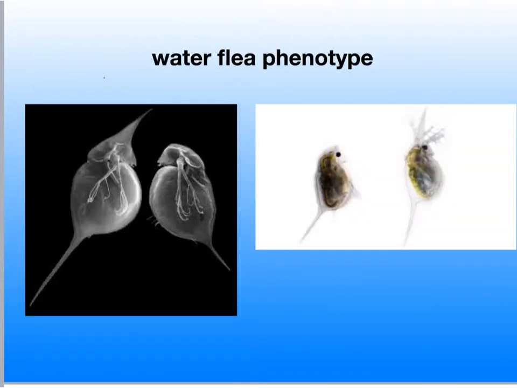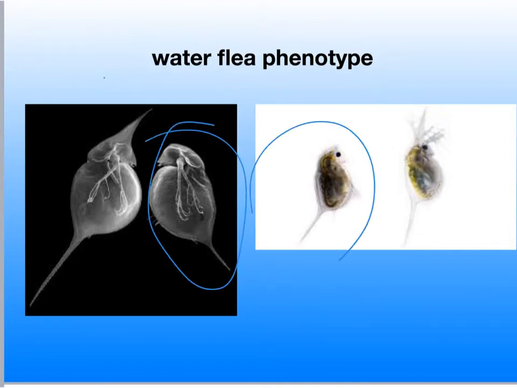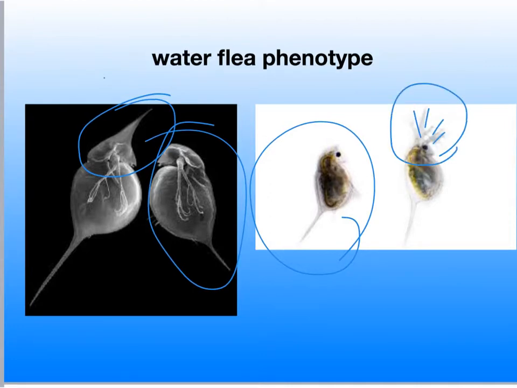So let's take Daphnia, for example. This is an environmental effect on a phenotype. Water fleas that are raised in the absence of any predators produce relatively small heads and short spines. That would be like this guy and that guy. In contrast, individuals raised in the presence of a lot of predators produce really large heads, long spiny tails, and multiple spine features on top of their heads.